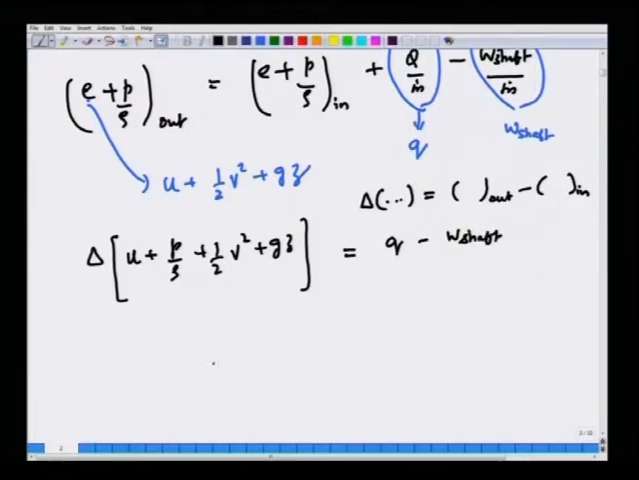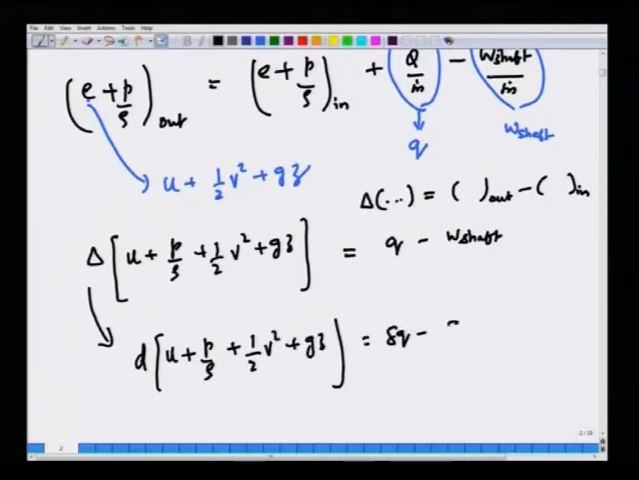If I want to use thermodynamics, I want to change it to a differential where the inlet and outlets are just separated by a small distance. So, you can convert it to a differential: d of (u plus p by rho plus half v squared plus g z) is del q minus del w shaft.